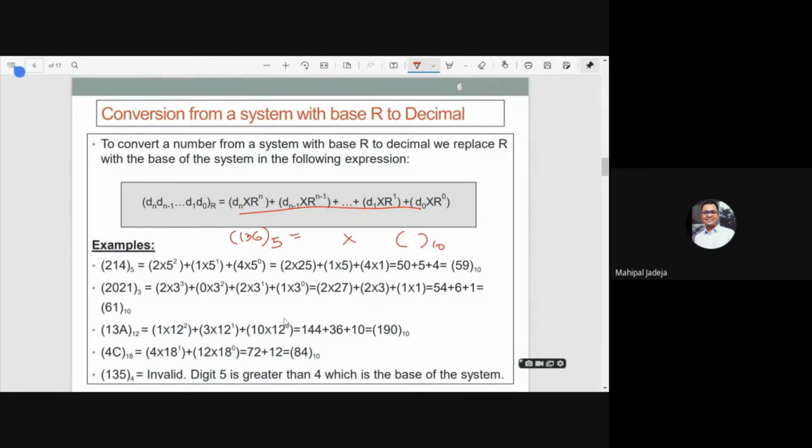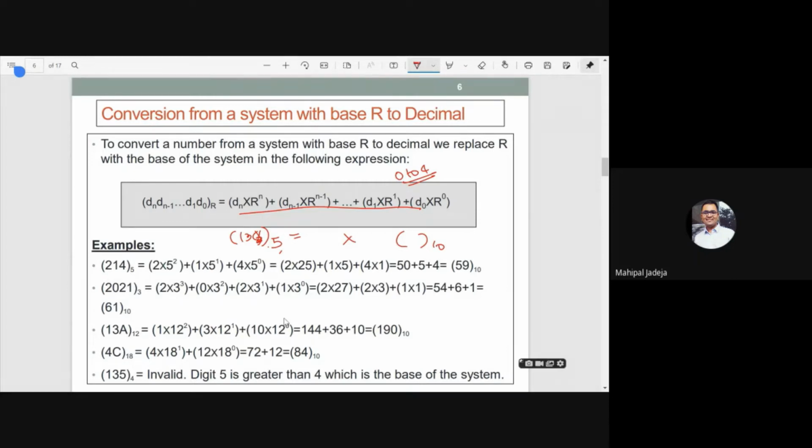Why? Because once I say base 5, that means only digits from 0 to 4 are allowed: 0, 1, 2, 3, 4. But now I'm using 6 here, which is out of scope. 6 is greater than the base value, which is 5. So this number itself is not valid. Before we perform this conversion, the first thing we need to do is verify whether the number is valid or not.